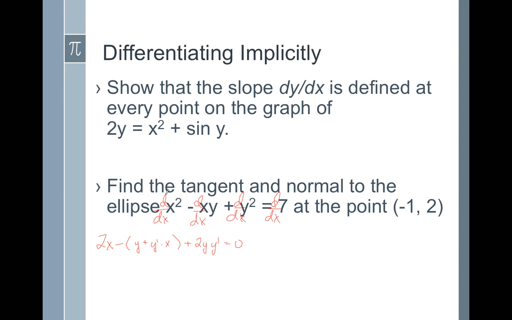Now, just like that last problem, we want to get all the y primes by themselves. So let's subtract 2x to that side. So I get a minus 2x. Let's add y to the other side. So I get y minus 2x. Right? Because this becomes a minus y prime x, or xy prime, however you want to write it. So now I have 2y y prime minus x y prime. And again, I'm going to factor out the y prime, and I'm going to get y prime by itself.